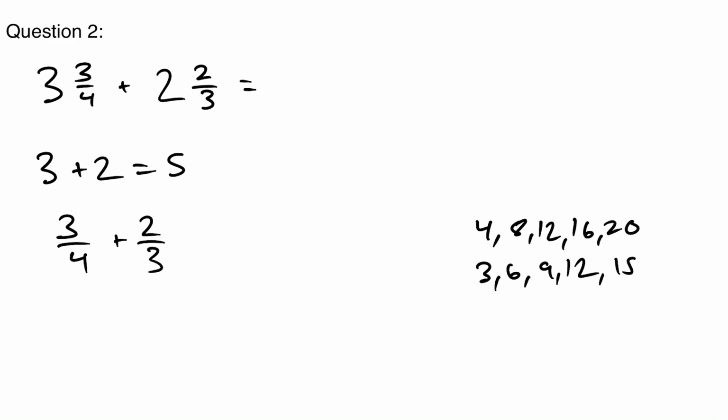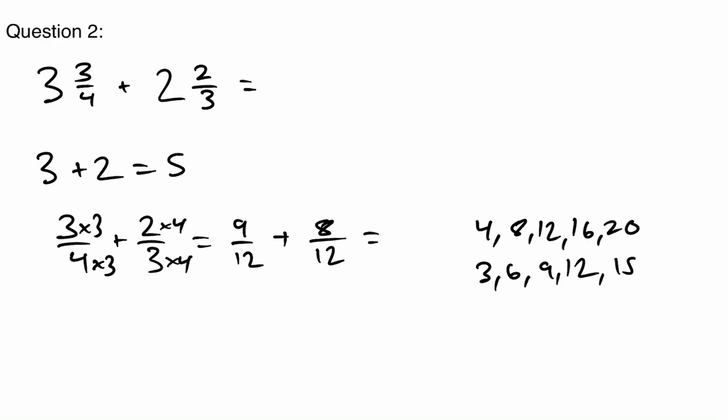For 3 over 4, to make 4 into 12, we have to multiply by 3, and then what we do to the bottom, we have to do to the top. So we're going to multiply the top by 3 as well, and that's going to give us 9 over 12. And then for 2 over 3, to make 3 into 12, we have to multiply by 4, and then what we do to the bottom, we have to do to the top, and that's going to give us 2 times 4 is 8 in the numerator, and then 3 times 4 is 12 in the denominator.